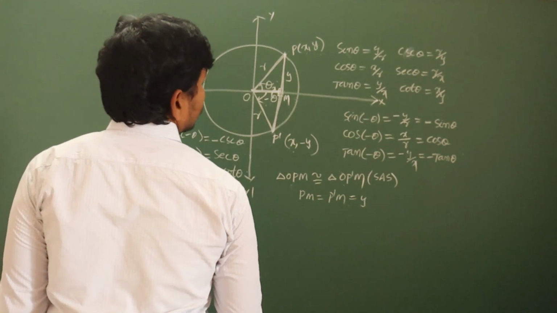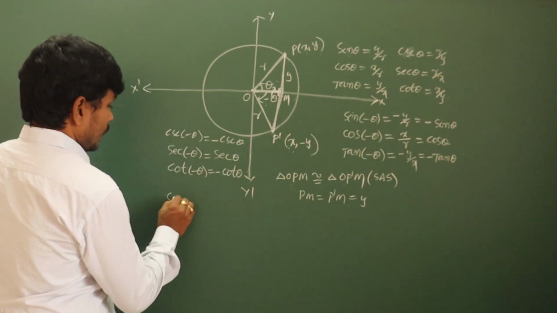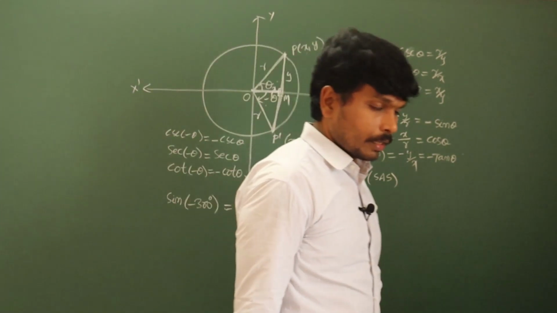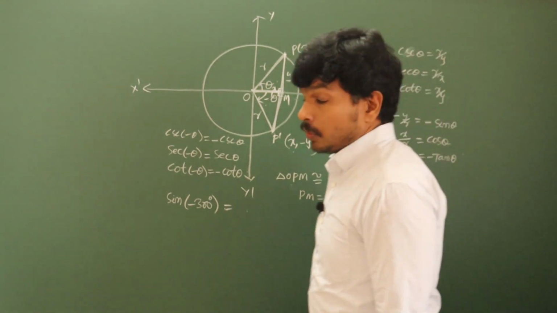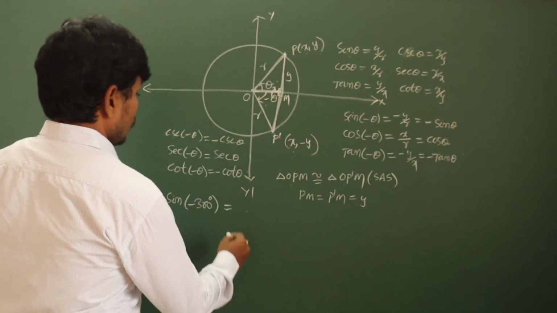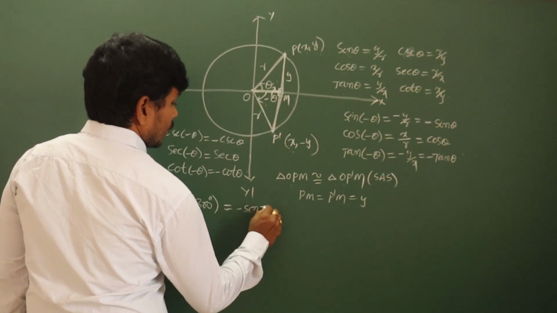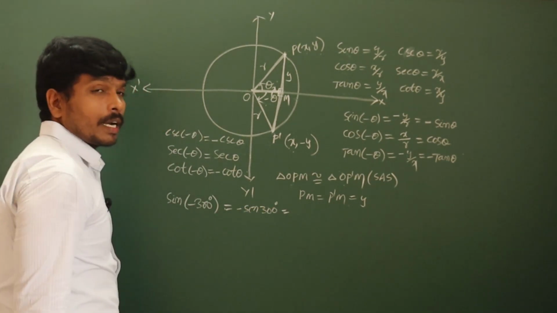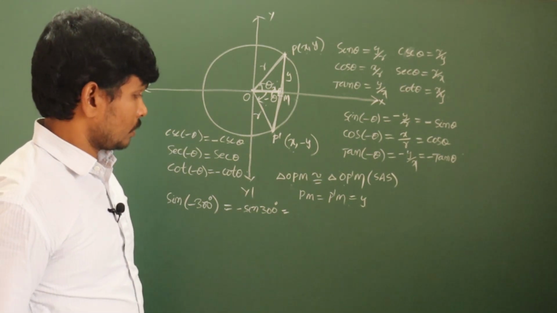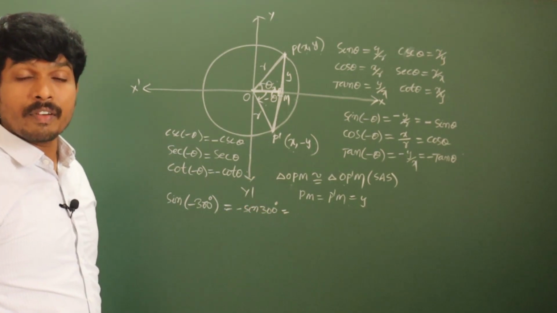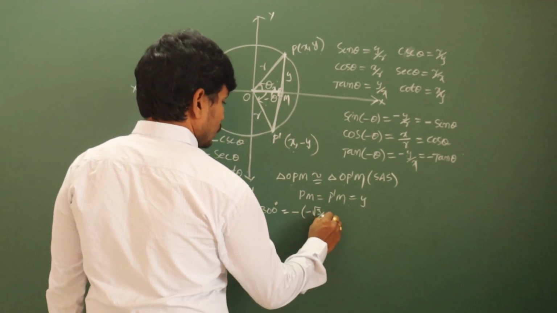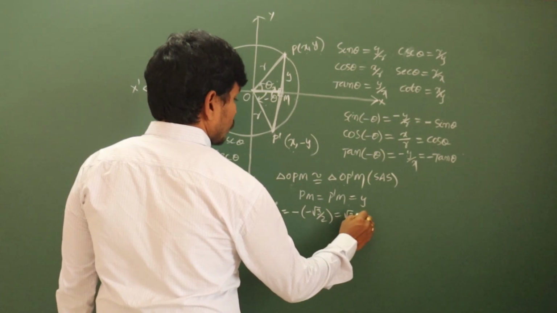Now tell me the value of sine minus 300 degrees. What is the value of sine minus 300 degrees? Your answer is sine of minus theta is minus sine theta, no? Minus sine 300 degrees. What is the sine 300 degrees value? Sine 300 degrees value is minus root 3 by 2. So negative into negative is positive, write it as root 3 by 2.